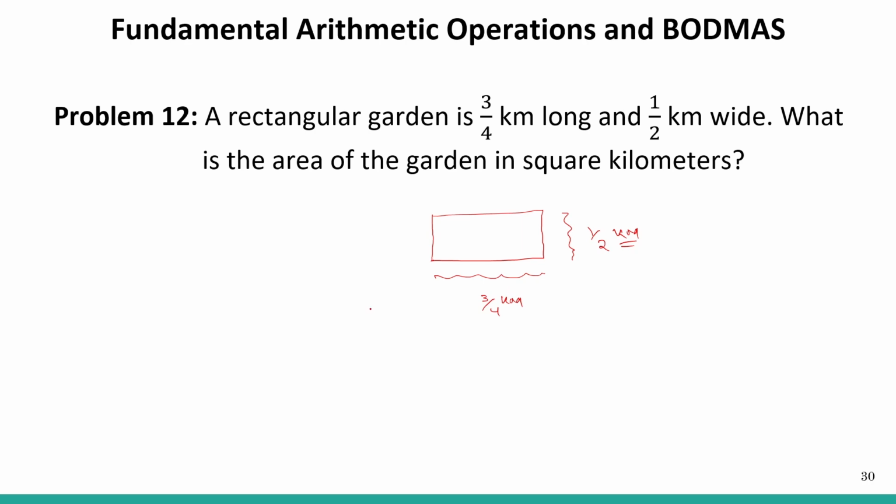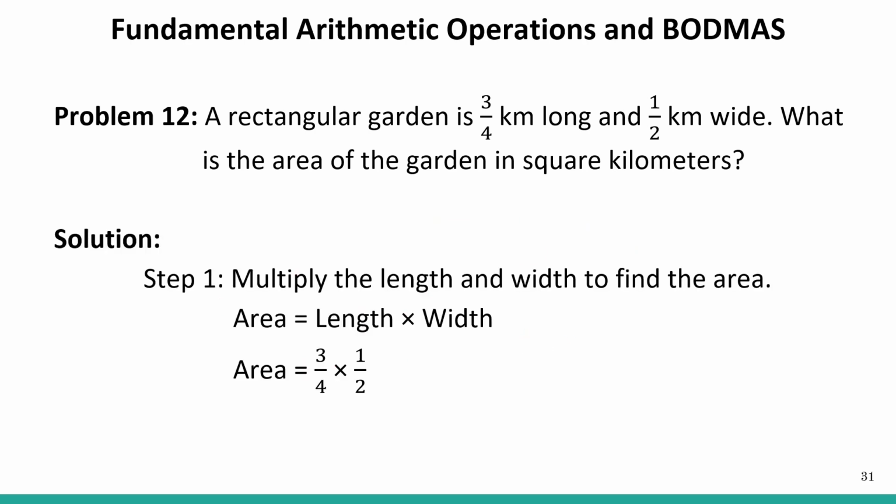So what is the area? We all know that the area of a rectangle A is equal to length multiplied by width. So this is equal to 3 by 4 into 1 by 2. That is nothing but 3 by 8. So 3 by 8 is the answer.